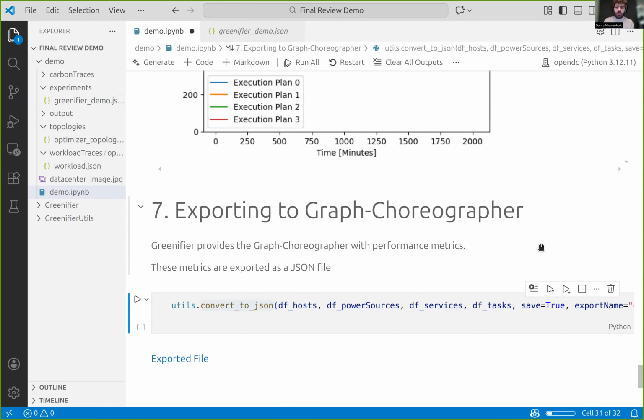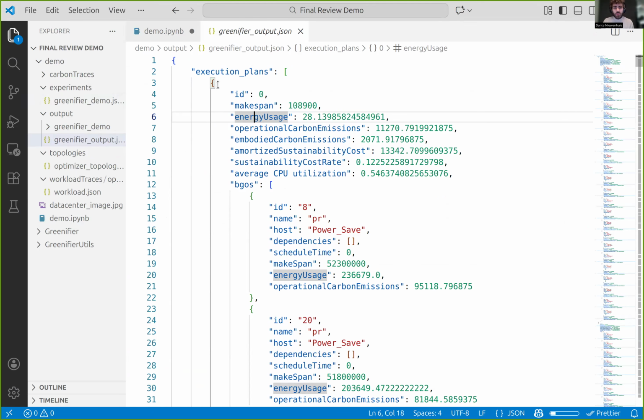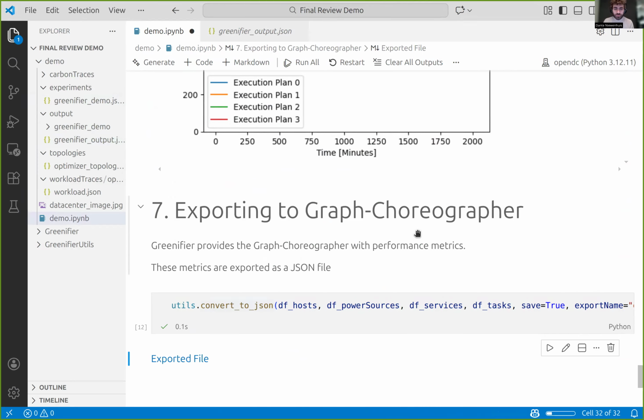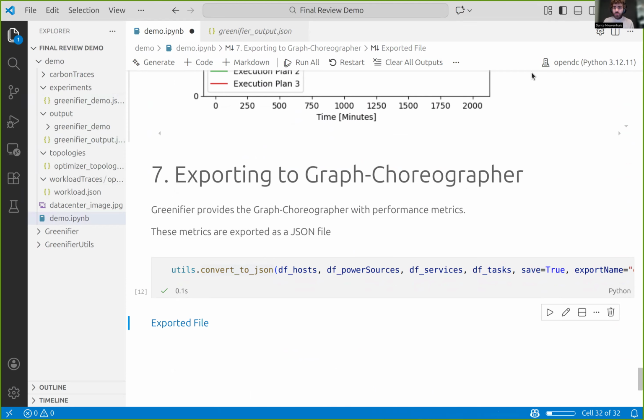Finally, we would like to send this data, which we gather in an online fashion, to the graph choreographer, which we do by generating a JSON file. This JSON file contains the information about, for each execution plan, what, for instance, the energy usage is, but also more complex metrics, which we discuss in the 5.2, such as the sustainability cost rate. This is measured both for the full execution plans, but also for each of the tasks themselves. This was the demo of the Graph-Greenifier tool.